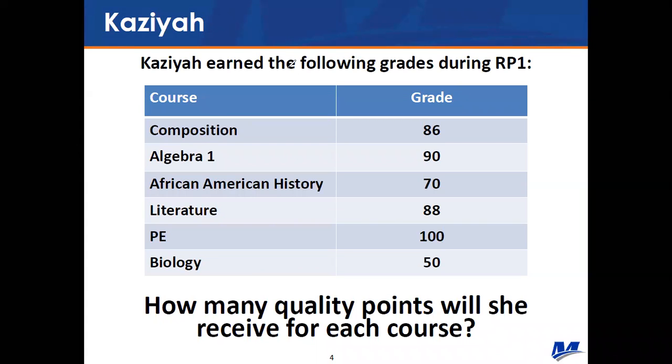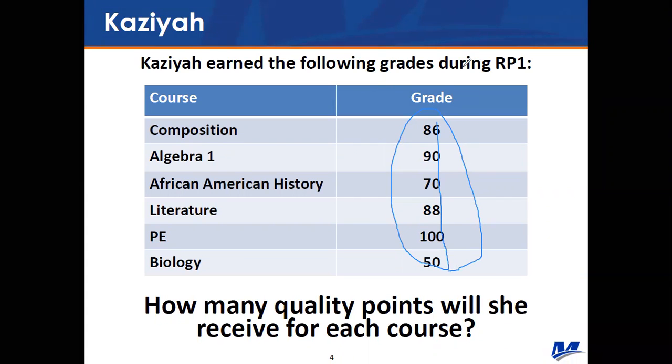Let me see if I can put a spotlight on that. So we have everything right here. Will this work? No, I don't know what I did, but I think you can see it. These are her grades for RP1. So let me just undo that, because that was just horrible. But these are Keziah's grades for RP1.